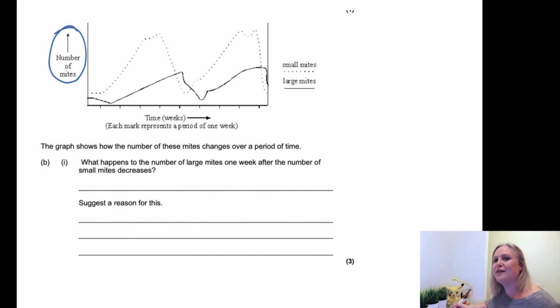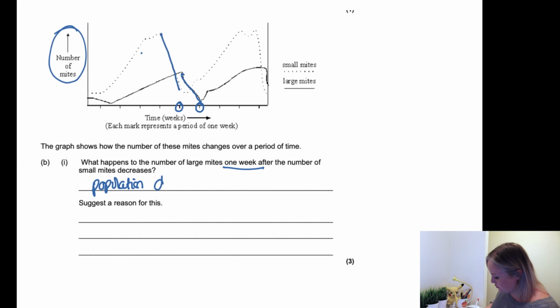First of all, we need to find a place on the graph where the small mites decrease. The small mites are the dotted line, they decrease here. Great. So we need 1 week afterwards. If they decrease here, 1 week later, the large mites, look what's happened here. The large mites population has decreased.